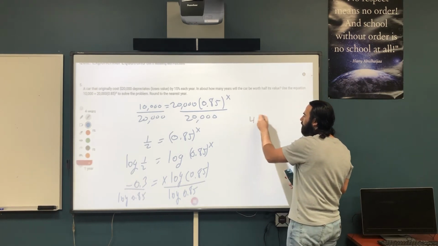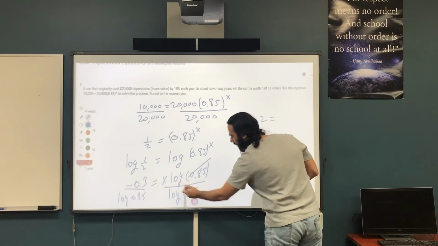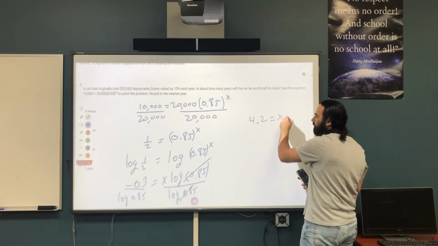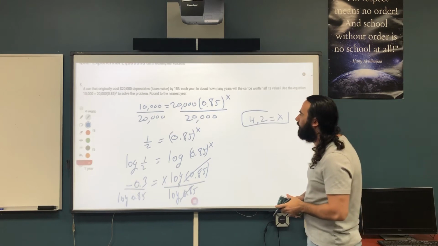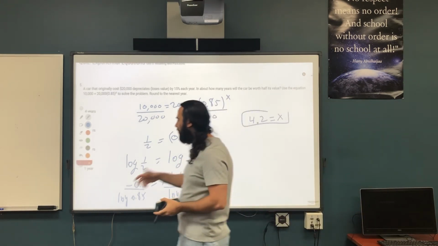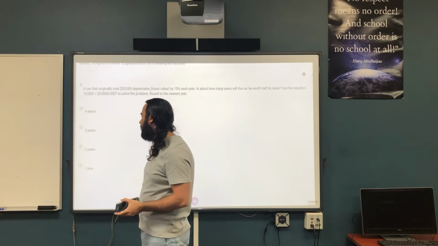So 4.2, of course here the log cancels out with the log, x equals 4.2. So after how many years? About, if we want to round it, 4 years.